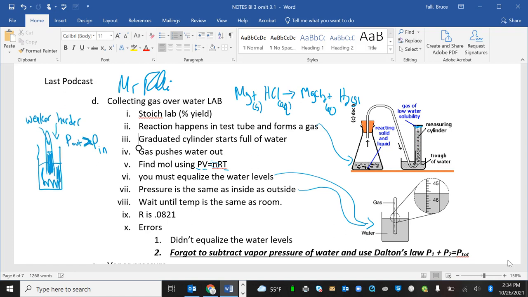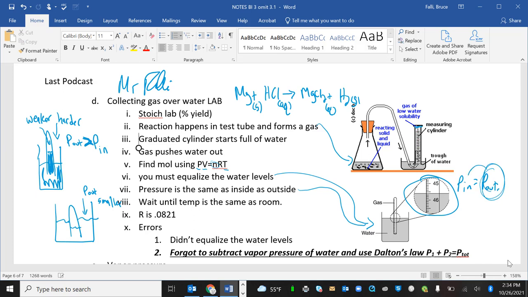Alignment looks so bad. Okay. And then if I did the same thing, but my water level here, in this case, my pressure outside is smaller. But if it lines up like this, that means the pressure in equals the pressure out. And with a regular barometer, I can measure the pressure outside, and that equals my pressure inside, which equals my pressure for the volume of the gas.